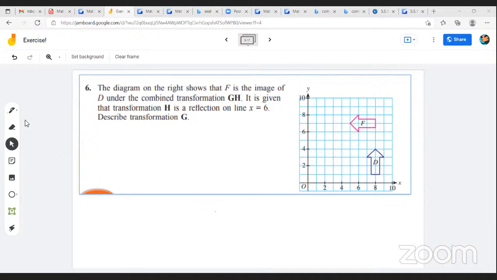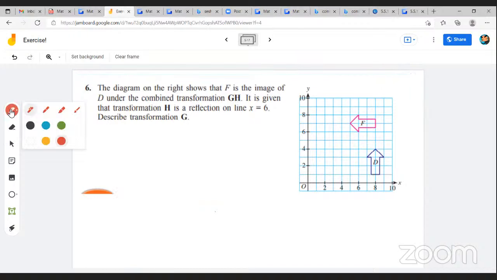H. Yes, that's correct. Thank you, Harry. So yes, we start with the one on the right side first, which is H. So we do a reflection on the line x equals 6, which is over here.